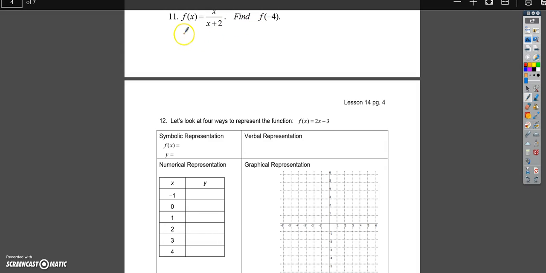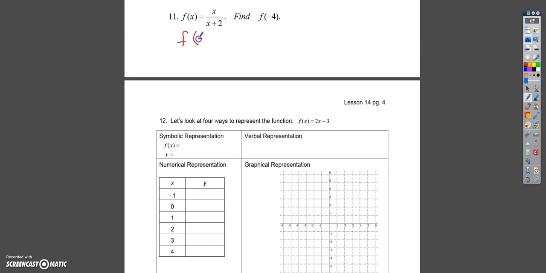Alright, so here, f of -4 means we're going to put -4 in place of x. Then we're going to do the math. -4 of -2, which gives us +2. So f of -4 equals 2. When x is -4, y is 2.